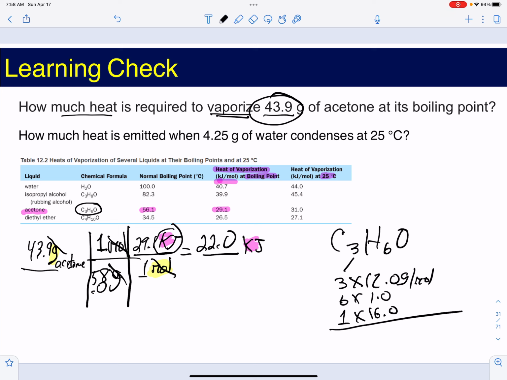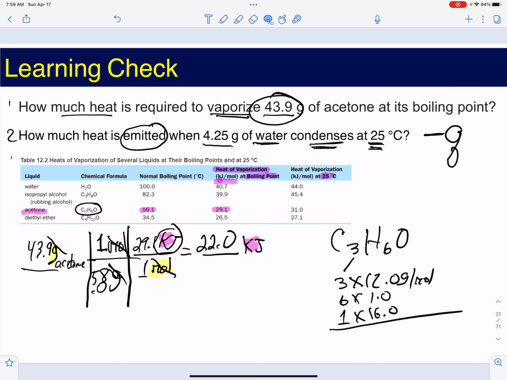So let's do the second one. How much is emitted? So now we are releasing heat when 4.20 grams of water condenses. So condensing means that the molecules that are gas are going to have to slow down so that the intermolecular forces grab on and go from gas to liquid, where the molecules are closer together. And this is happening at 25 degrees Celsius.